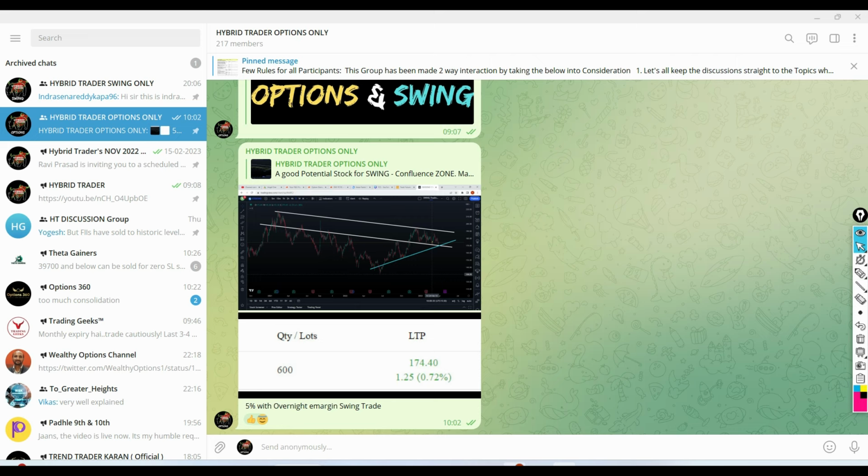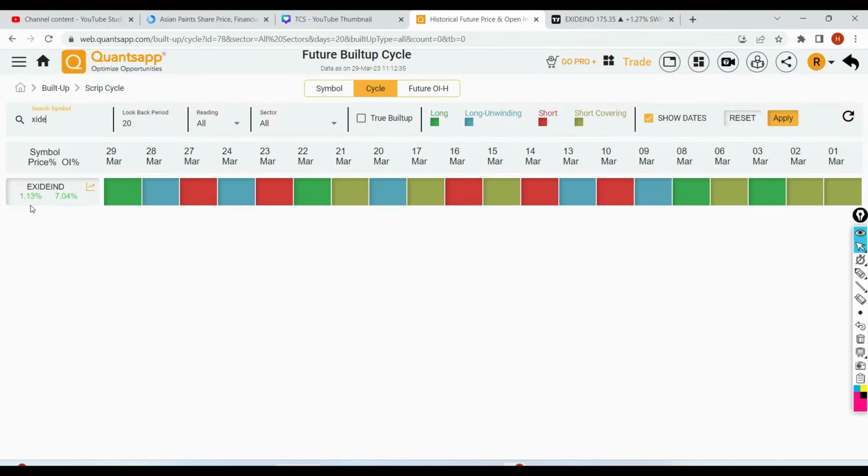The tool clearly shows there is a 1% price hike, 1.13%, and 7% open interest is also getting generated, meaning people are becoming sort of bullish. I would not say super bullish, but at least bullish. This is how I have done it.